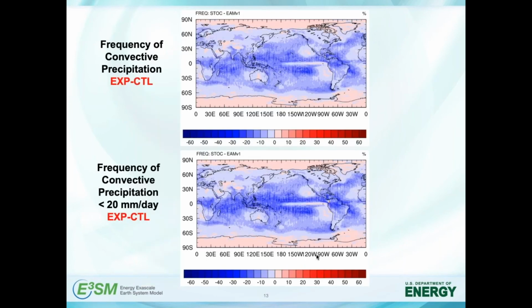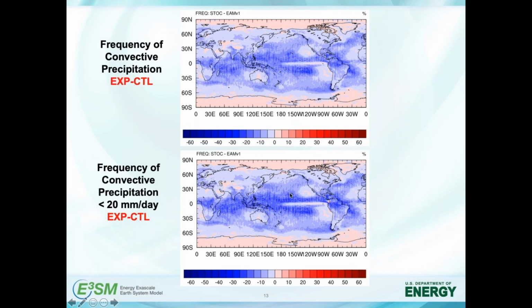And so then we look at the frequency reduction of convection over the geographical distribution. Again, that's experiment minus control. This shows the frequency of convection, convective precipitation, the difference between the experiment and the control. There is a substantial reduction, and the bottom part is for the precipitation intensity that's less than 20 millimeters per day. So this is more like a subset of that.